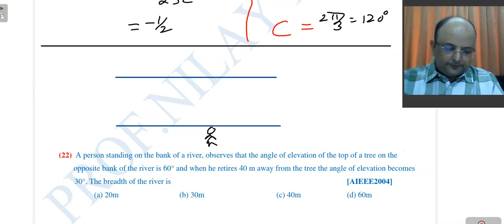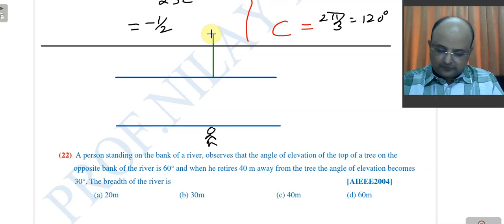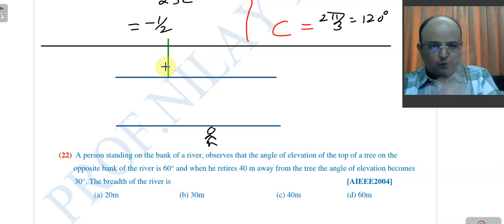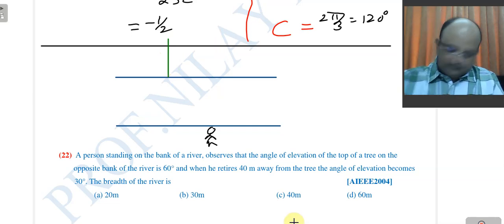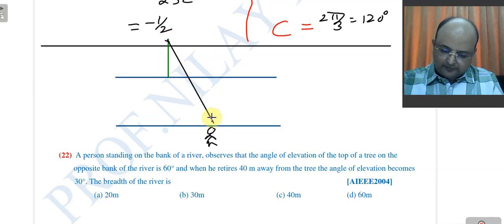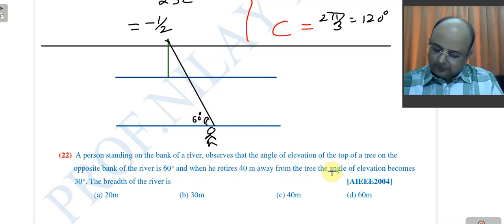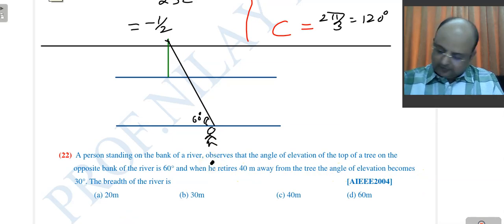So let me draw this tree. It is green and I hope you understand here. This is a tree on the opposite side, but let me show it a bit crosswise so you get the idea. This is the angle of elevation. This is 60 degree. When he retires 40 meter away from the tree, the angle of elevation now becomes 30 degree. Okay, so now he is here, and now the angle of elevation is 30 degree.